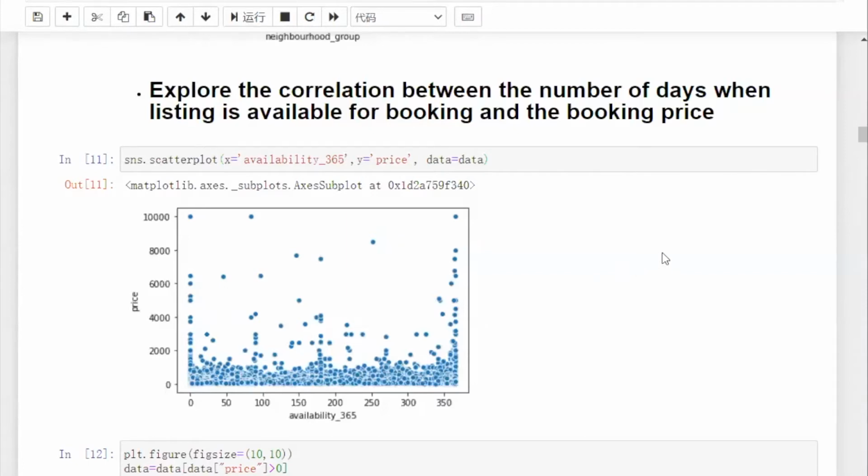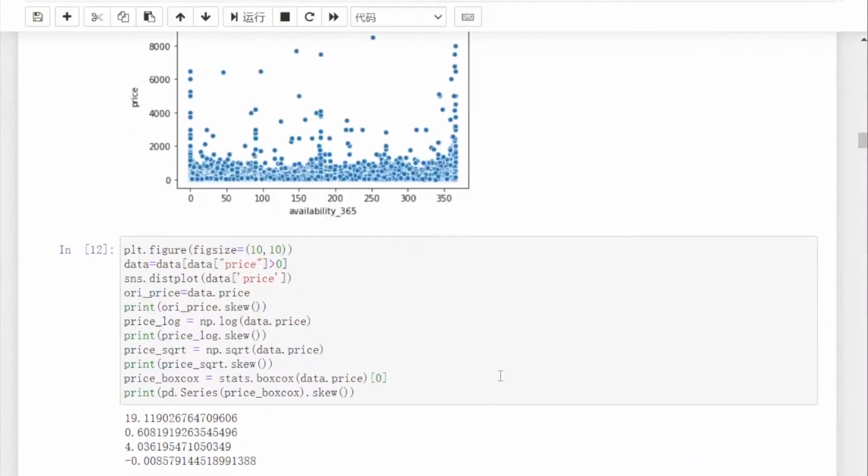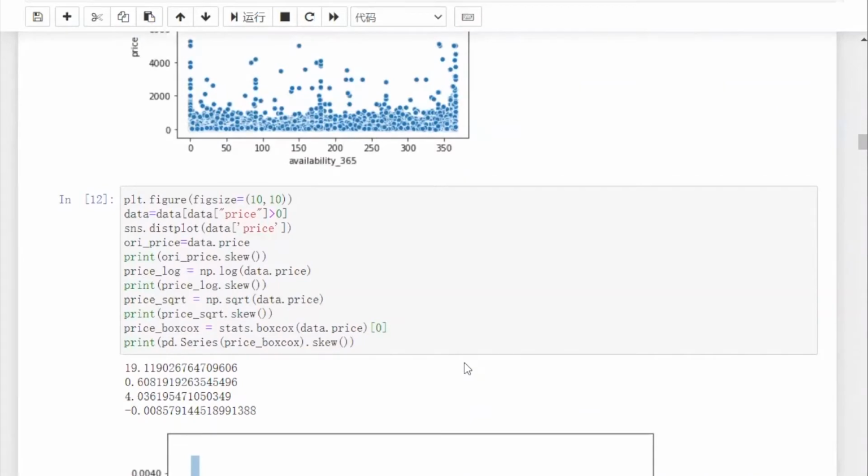Next, we begin to explore whether the number of days allowed for booking is related to the price. From the scatter plots below, we find that due to the large number of different prices, the distribution in the interval from 0 to 365 days is difficult to identify. Next, we decided to analyze the distribution of prices.